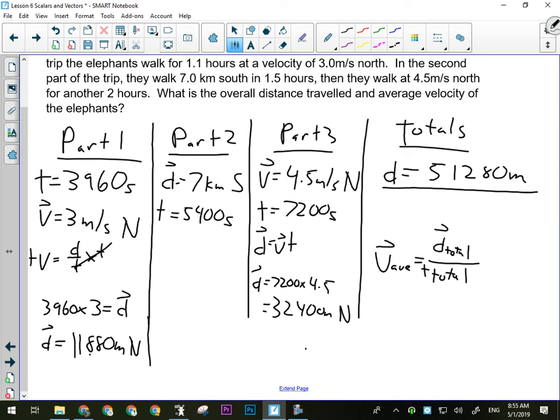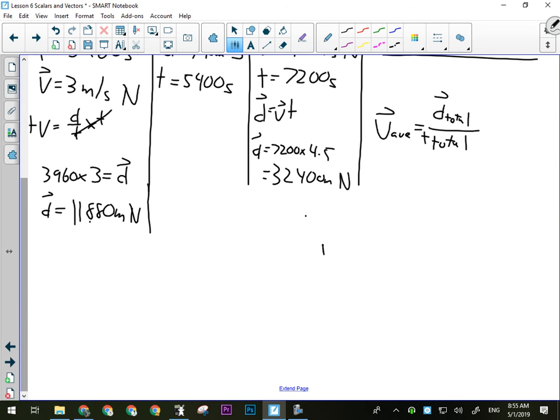I just add them up. Yeah, okay, that'll be the total time for the trip. So that part's fairly straightforward. All right, so average velocity will be, we'll have our 3960 plus 5400 plus 7200. All right, that'll give us our total time.